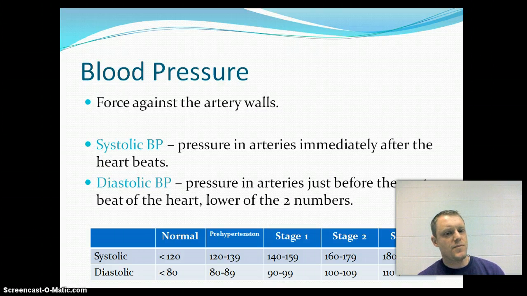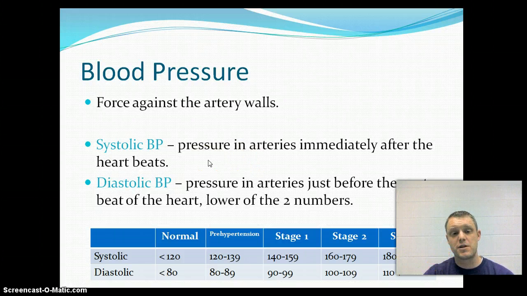Blood pressure, the force against the artery wall, is kind of a crazy little thing. Systolic blood pressure and diastolic. They take the top, systolic, 120, over diastolic, 80, 120 over 80. Excuse me, I said 180 over 20. I apologize. But you take that 120 over 80, that's a normal blood pressure. Anything above that is going to be either prehypertension, stage 1, stage 2, or stage 3 high blood pressure.